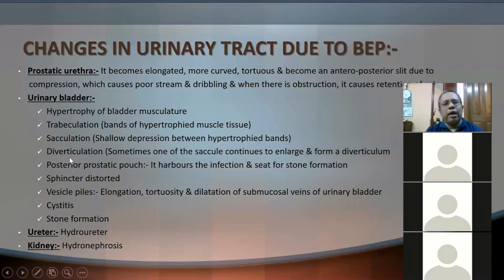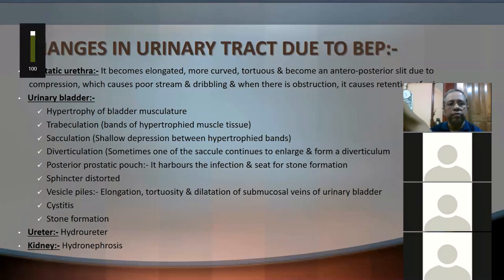And whenever the obstruction is not relieved, there is continuously a back pressure. Repeatedly, the obstruction is not overcome. Repeatedly, more work is done by the muscles, causing more protrusion of the bladder mucosa to the outside of the muscle fibers, then it is called diverticulations.